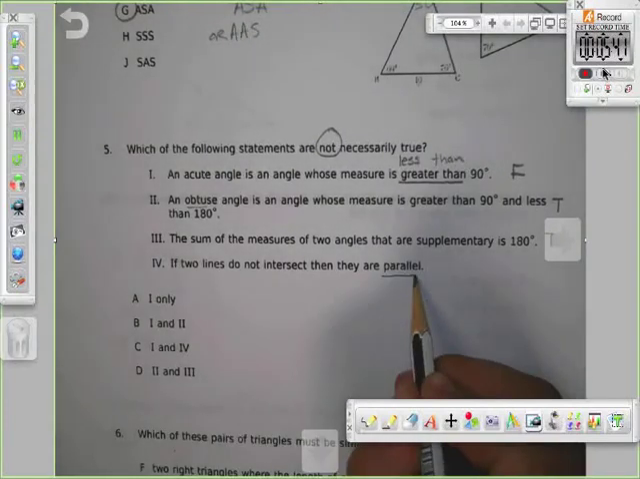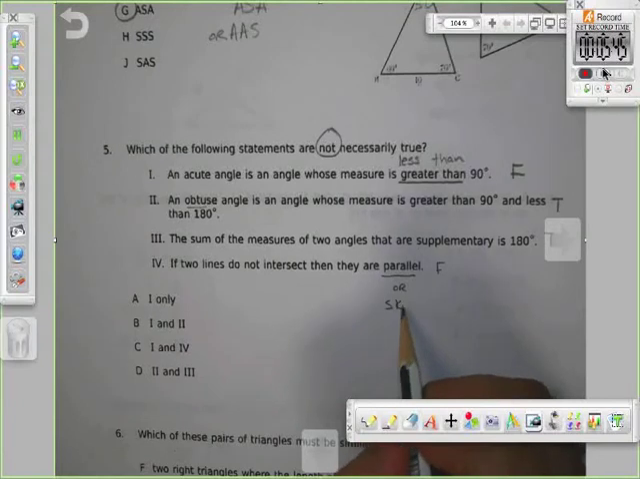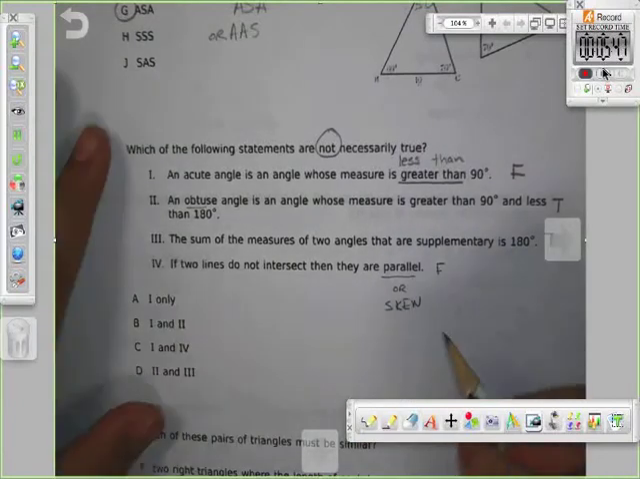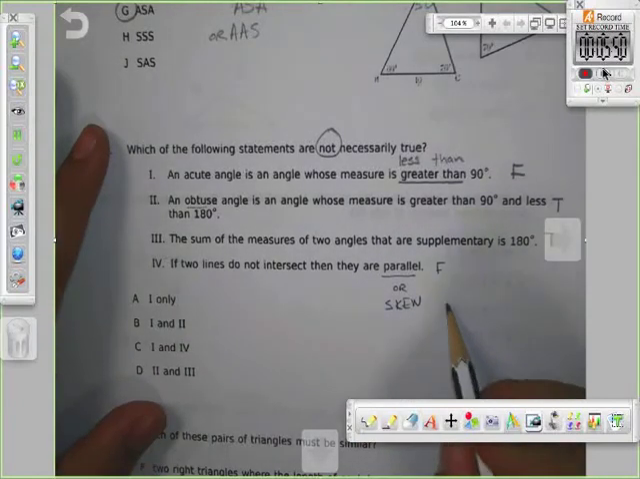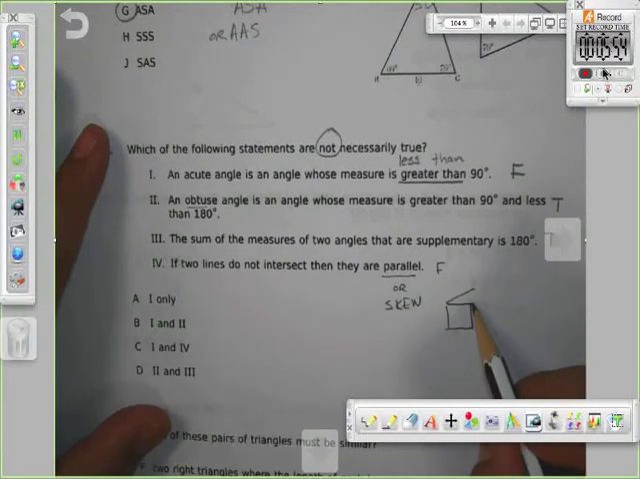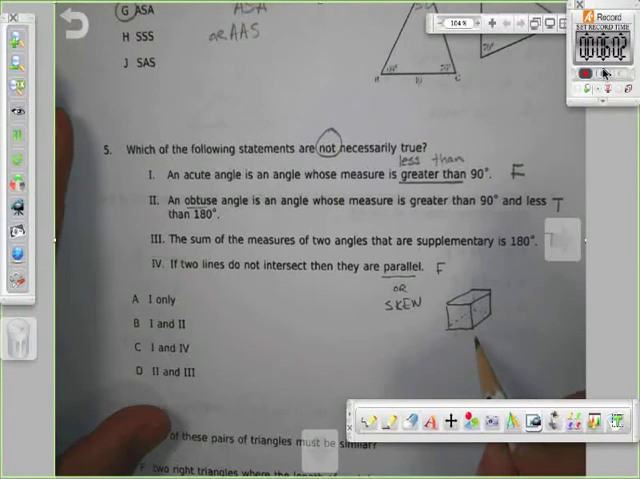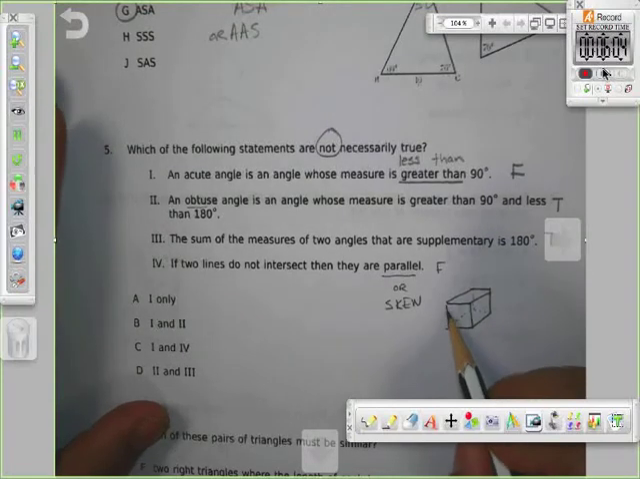Number 4, it says if two lines do not intersect, then they are parallel. This one's false. The other thing they could be is skew. Skew means that they're not parallel, they're not intersecting, and they're not on the same plane. So here's a three-dimensional figure. I'm going to draw a rectangular prism and draw my hidden lines.